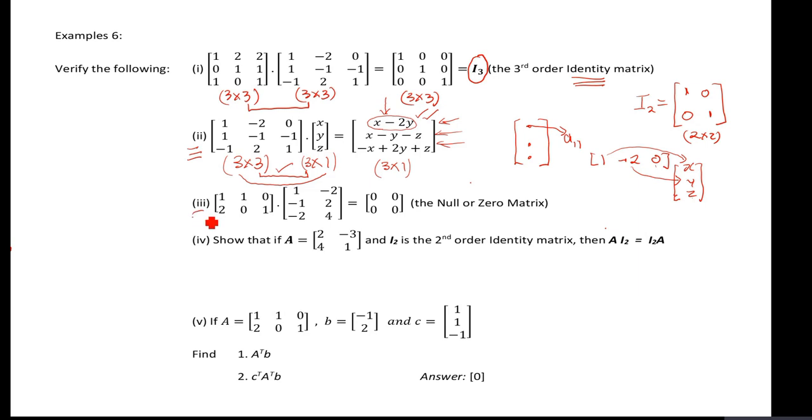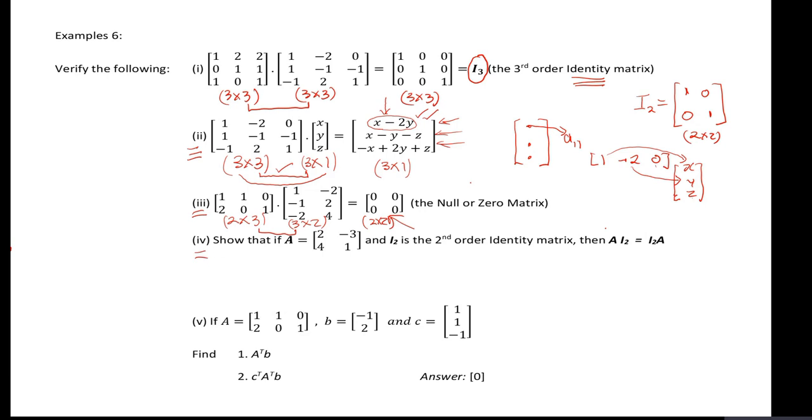In number 3, I merely wanted to show you that we could also get the null or 0 matrix. What is the null? All entries 0. Again, you can check the order. This is a 2 by 3. This is a 3 by 2, which means that is correct. And the order of the answer is a 2 by 2.